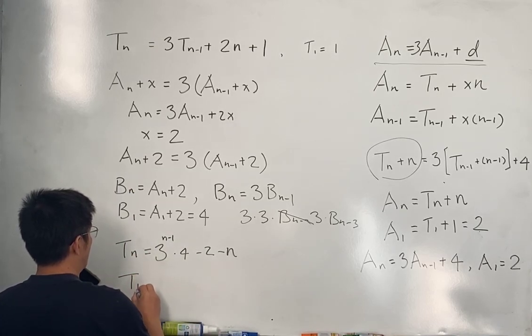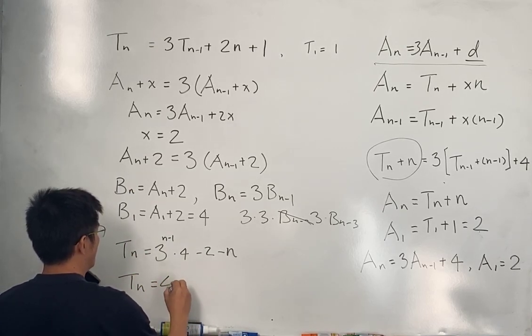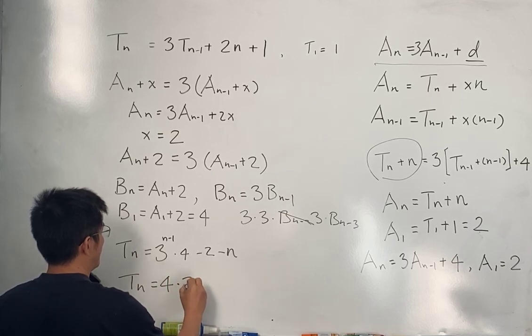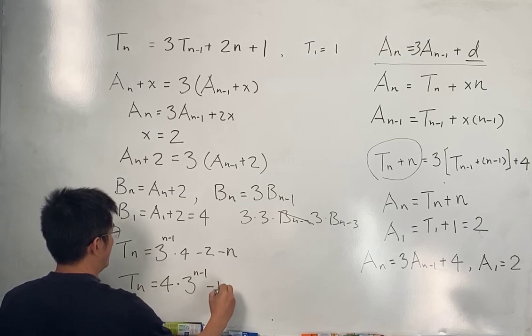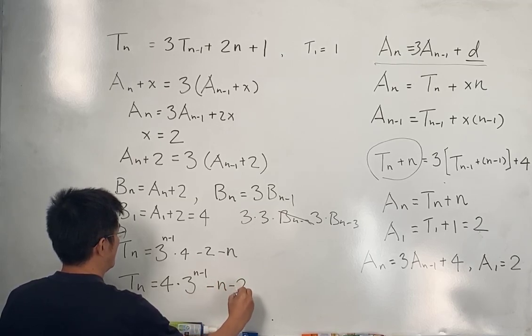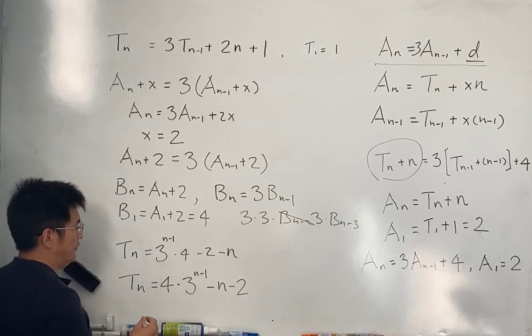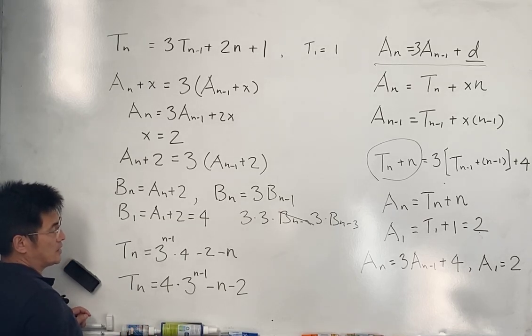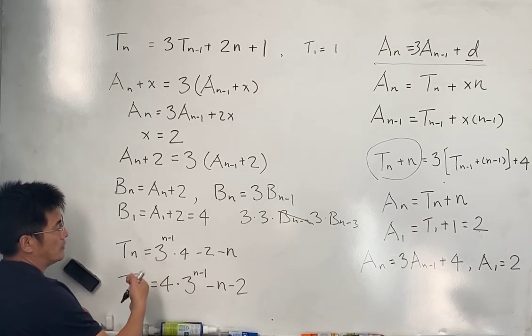Really, I would write the T of n in this kind of format: minus n minus 2. So if our calculations are all correct, that should be the answer, right?